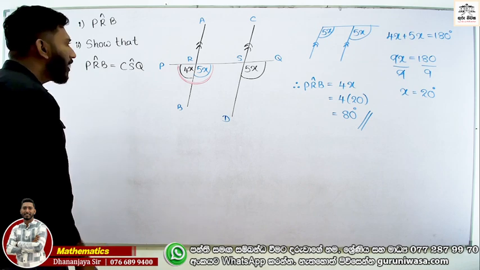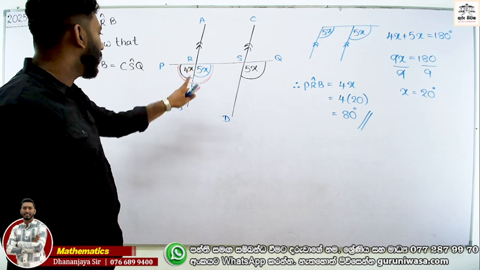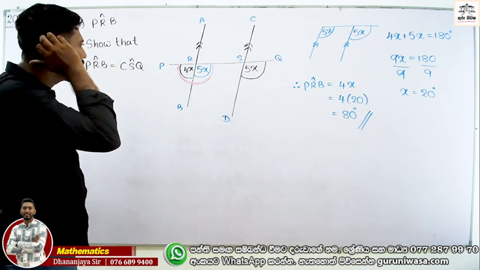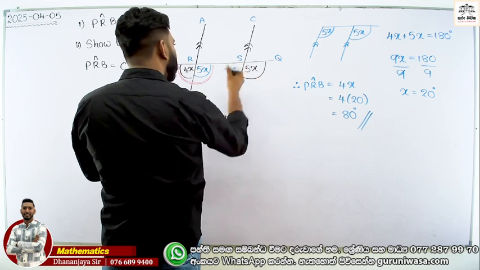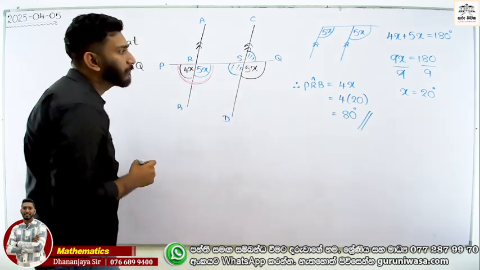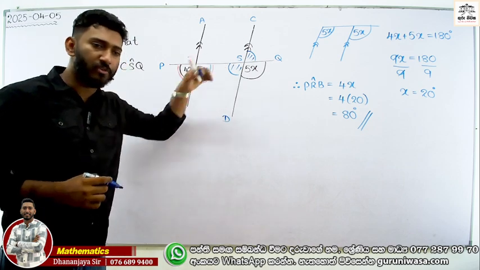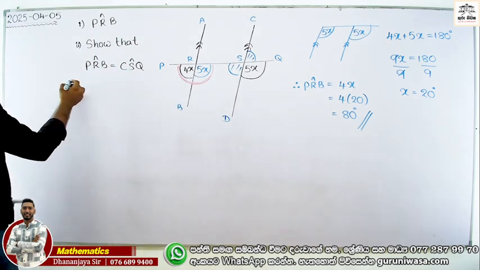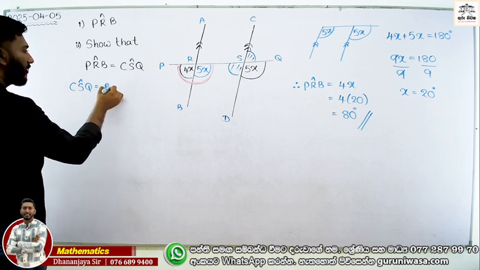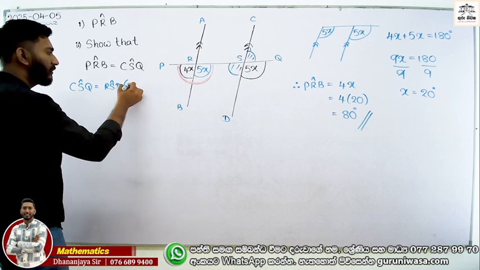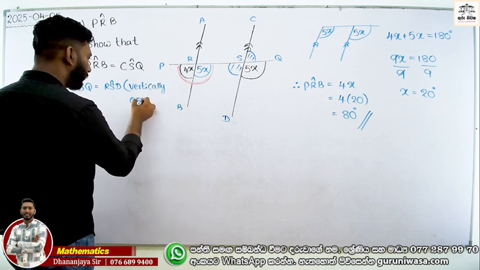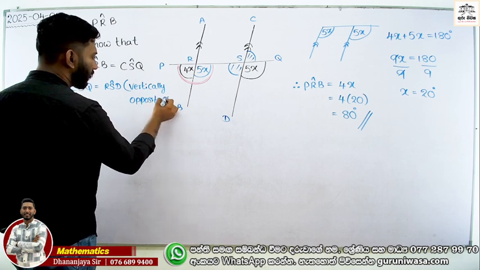Next one, show that PRB equals CSQ. Right? Now listen. CSQ should be equal to RSD. Why? Because they are vertically opposite. Now I am going to write like this: CSQ equals RSD. That's the reason: vertically opposite angles.